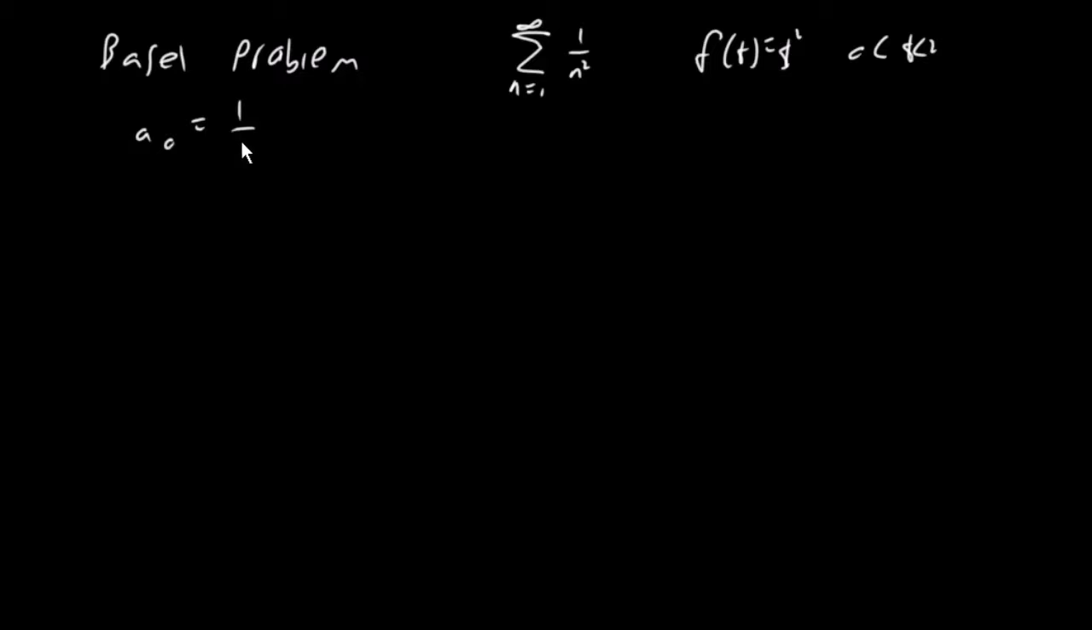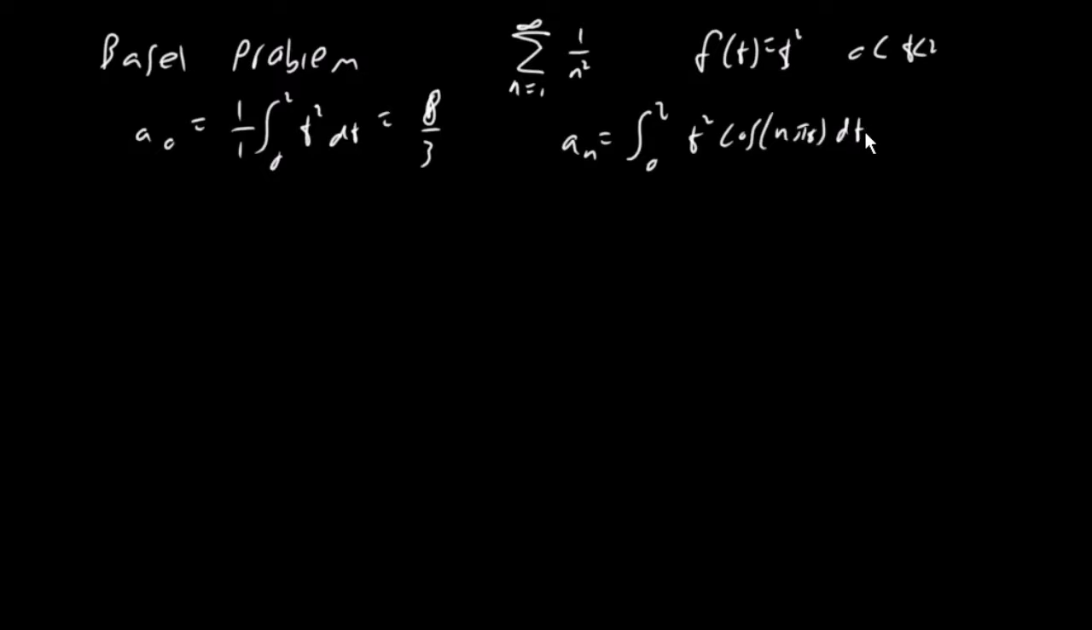So a sub naught is going to equal 1 over 1 times the integral from 0 to 2 of t squared dt, which is going to equal 8 thirds. Alright, that one was easy enough. Let's go for a sub n now. A sub n is going to equal the integral from 0 to 2 of t squared cosine n pi t dt. And that's going to end up equaling, no wait, I'm sorry, this is going to equal 4 over n squared pi squared if you work it out.